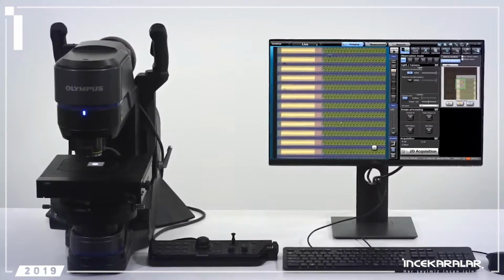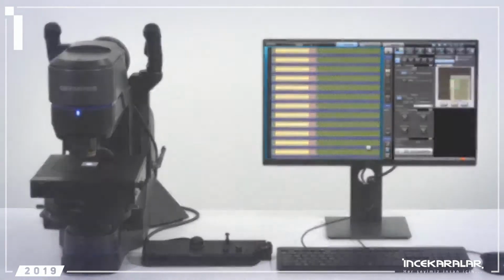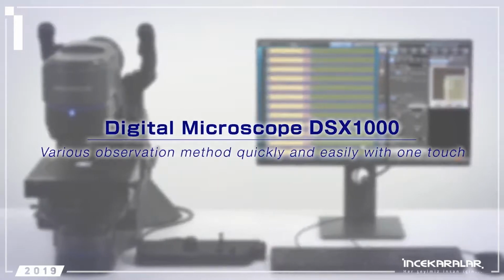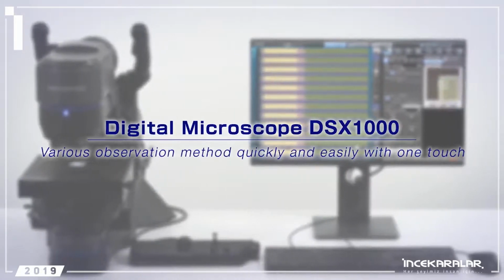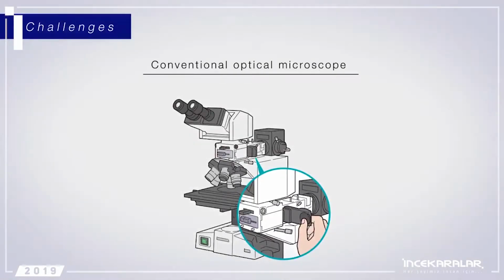Introducing the new features of the DSX1000 digital microscope, and demonstrating that it can switch to various observation methods quickly and easily with one touch. A conventional optical microscope requires the insertion of filters or pulling various levers to switch observation method.